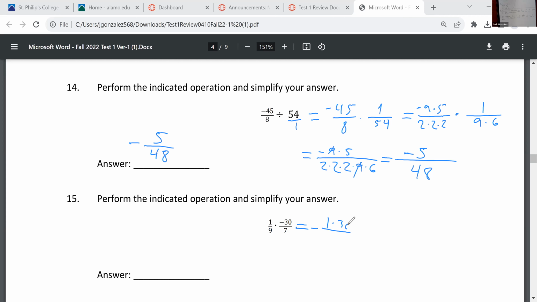1 times 30. 9 times 7. Break it down if you can. What are the prime factors of 30? 5 times 6. And 6 breaks down.